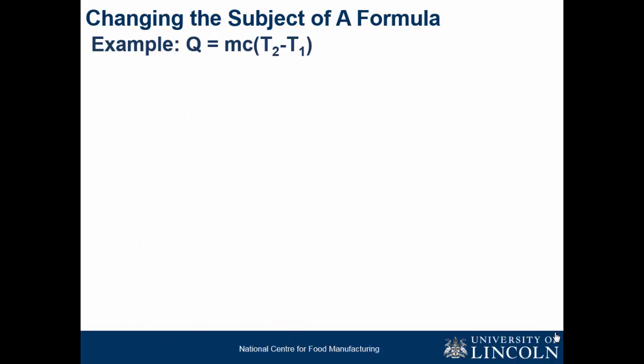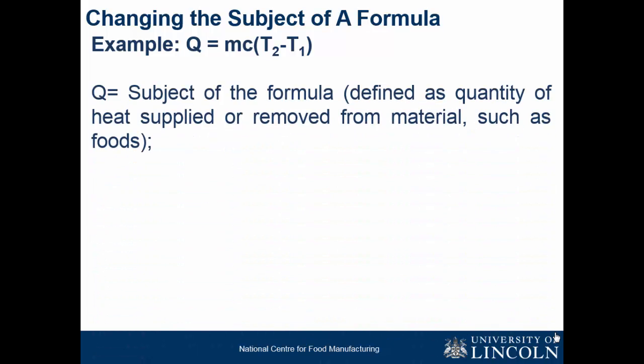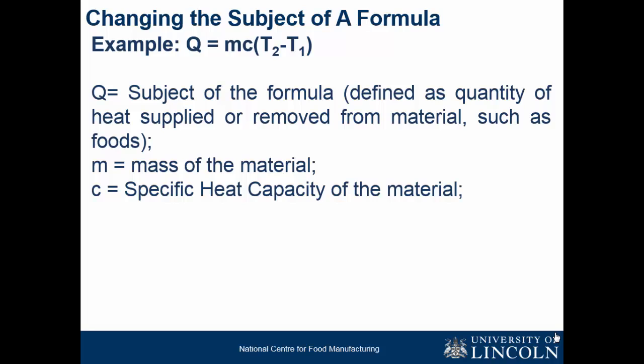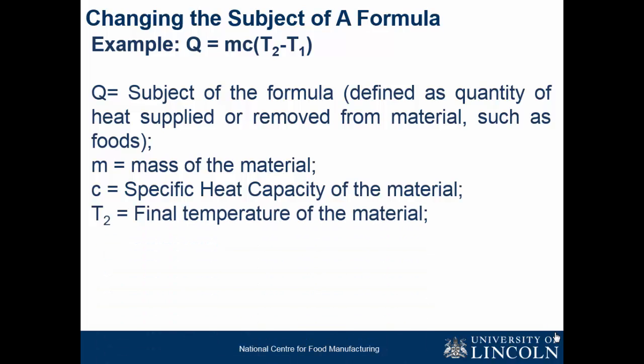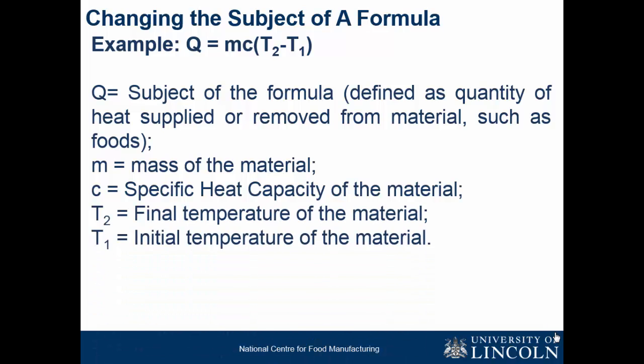Now, if you have Q equals MC(T2 minus T1). Here our Q is the subject of the formula, and this is defined as the quantity of heat supplied or removed from material such as food. And our M is the mass of material, our C is the specific heat capacity of the material, our T2 is the final temperature, and our T1 is the initial temperature.